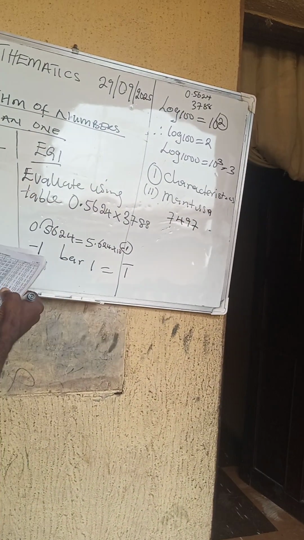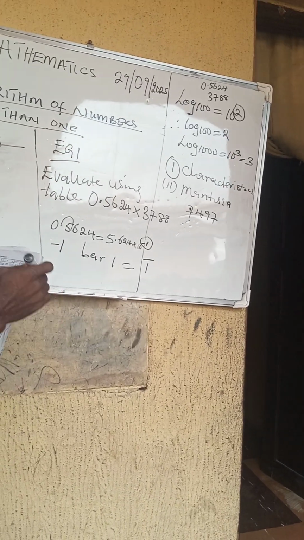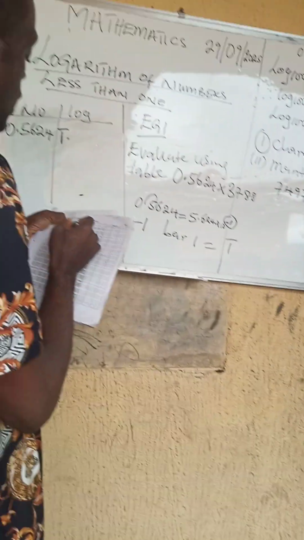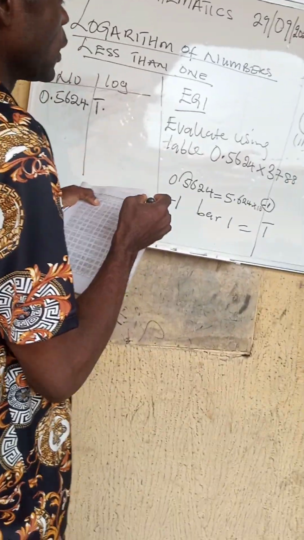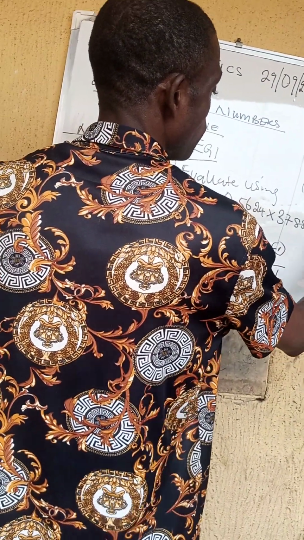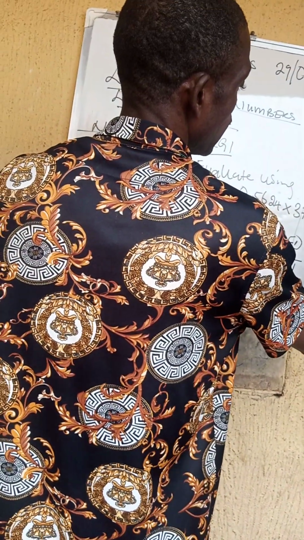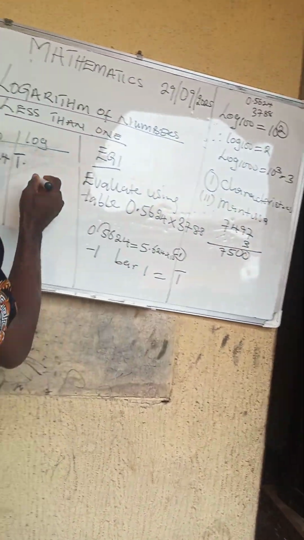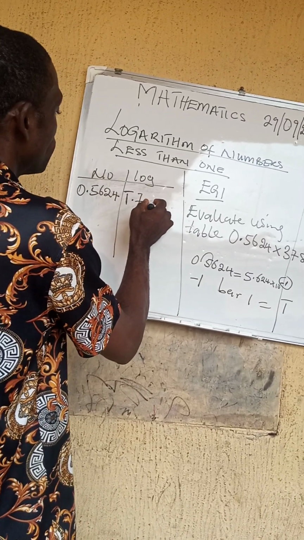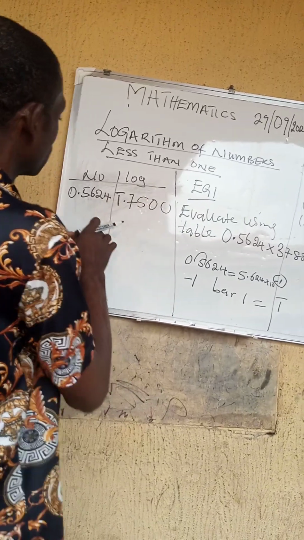7497, 56 under 2. We trace it down to the area written difference. What we have there for difference 4 is 3. We add it to this number. It now becomes 7500.